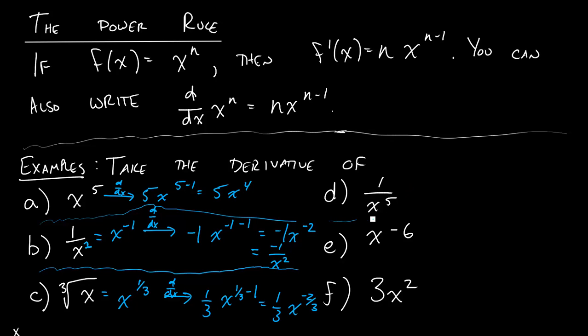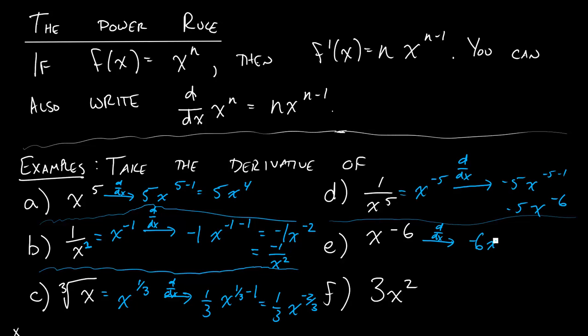Similarly, over here I can do the same thing I did in b. I want to write this as x to the negative 5, and then I can take the derivative because I have put it into this form, and I will get negative 5x to the negative 5 minus 1, which is negative 5x to the negative 6. This one's already in the form I need. It's an x to some power, so I can take the derivative right away. I'll get negative 6x to the negative 6 minus 1, which is negative 6x to the negative 7.